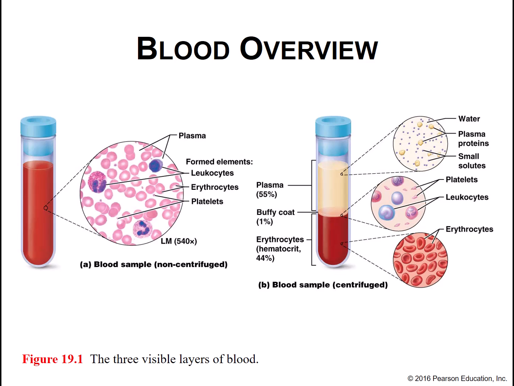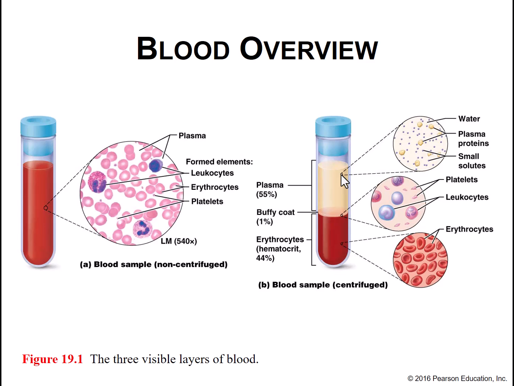All right, so let's look at blood. Blood is a connective tissue, if you recall. And recall that the three components that make up a connective tissue are a matrix, a formed element, and a fiber. The formed elements, as you see here with blood, are leukocytes, erythrocytes, and platelets. The matrix is our plasma. And then the fiber we'll get to in just a little bit.